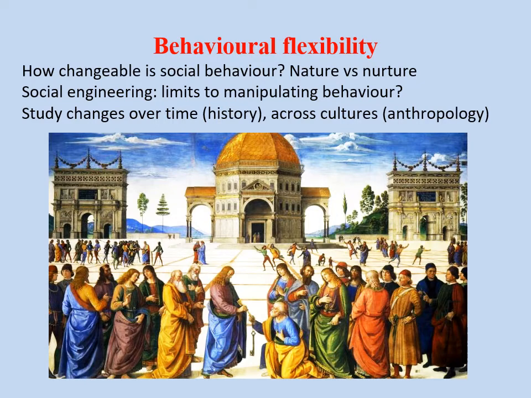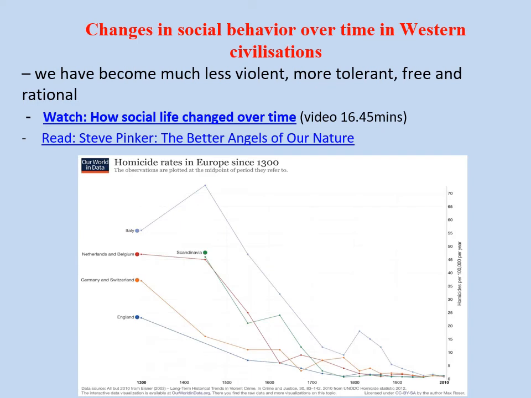So how do we find out the answer to this question? How flexible is our behavior? We can study changes in human social behavior over time by looking at history, and we look at changes in human social behavior across cultures by looking at anthropology. So let's look at this now.